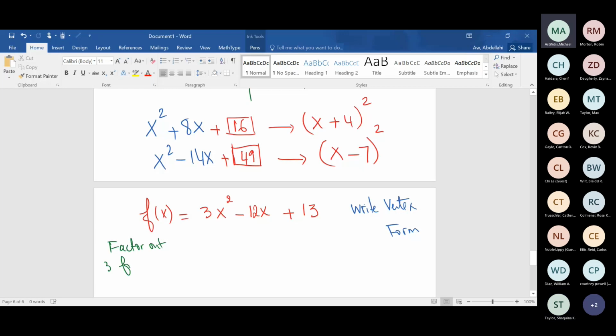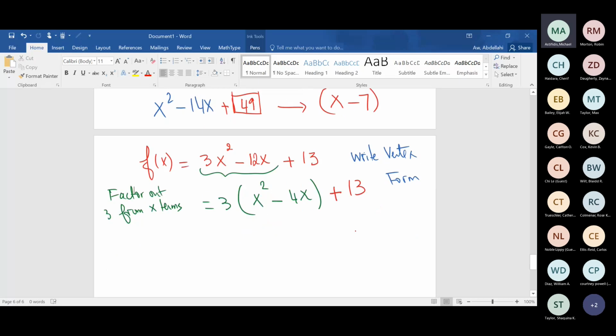From where? From the x terms, right? These two right here, I factor out 3. I do this equal to what? 3 parentheses x squared minus 4x. And then I don't involve 13 into the factoring. I don't.